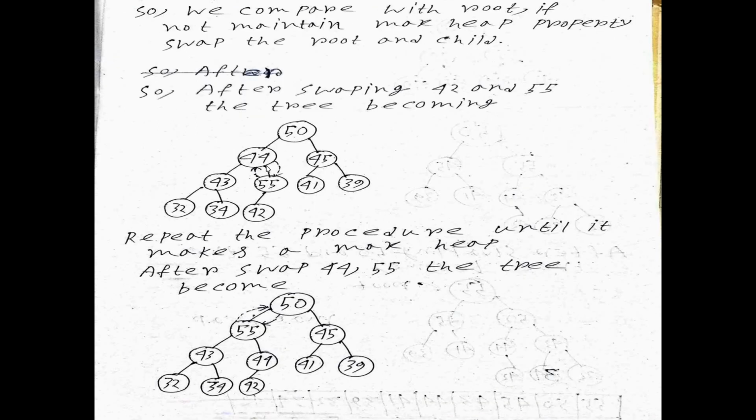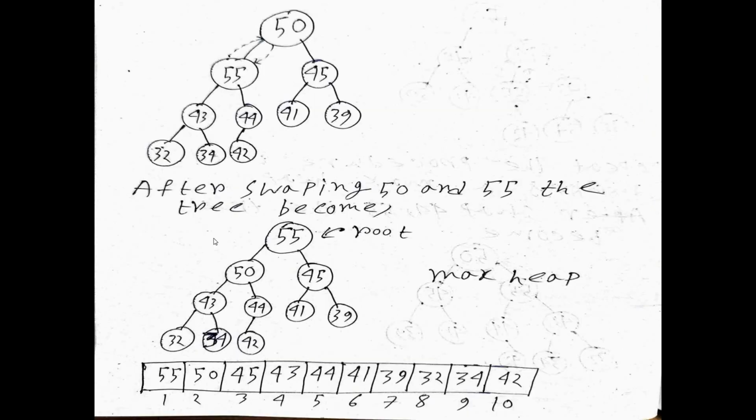Again we repeat the procedure. Again swap 55 and 44. After swapping, this is what we get. 55 goes here. Again we repeat the procedure. In the same way 55 goes there, 50 goes there. That means every time we repeat, we maintain the max heap property. So this is the final max heap tree. The insertion is done.